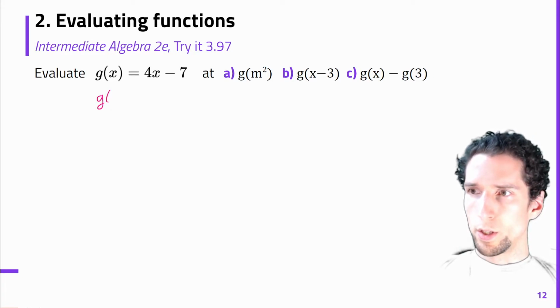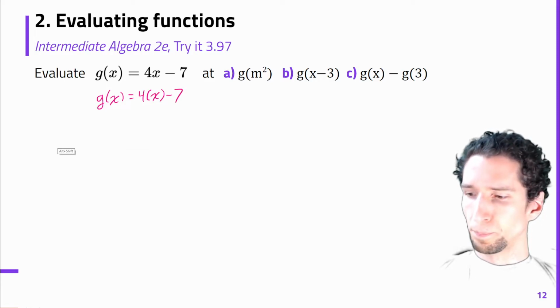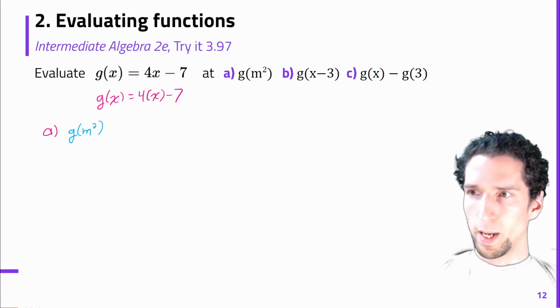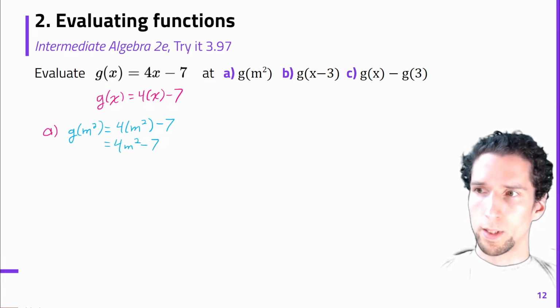So g, just to help us see this, g of x is equal to 4x + 7, just adding in our parentheses here. All right, a. So g of m squared is equal to 4 times m squared + 7. So that's just 4m squared + 7.